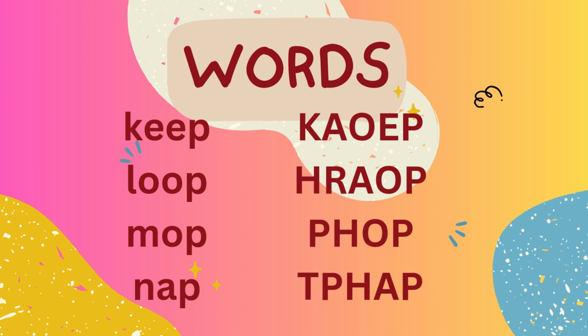Okay, let's try keep. So keep is initial K and then long E and final P. Then loop: initial L, diphthong U, and then final P. Mop: initial M, that's initial PH, then vowel O and final P. Nap: initial N is initial TPH, vowel A and final P.